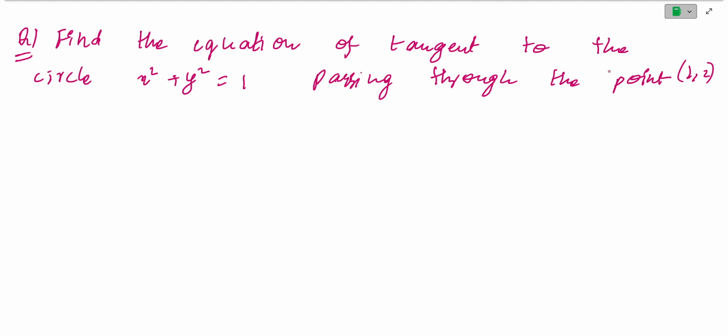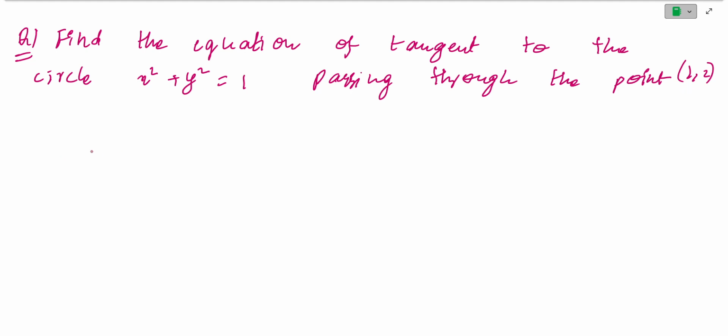So in this video, we are going to solve one problem based on the concept of finding the equation of a tangent through a given point to a circle. Let me read the question first. Find the equation of the tangent to the circle x square plus y square is equal to 1 passing through the point 1 comma 2. So here one circle equation is given and one point is given.